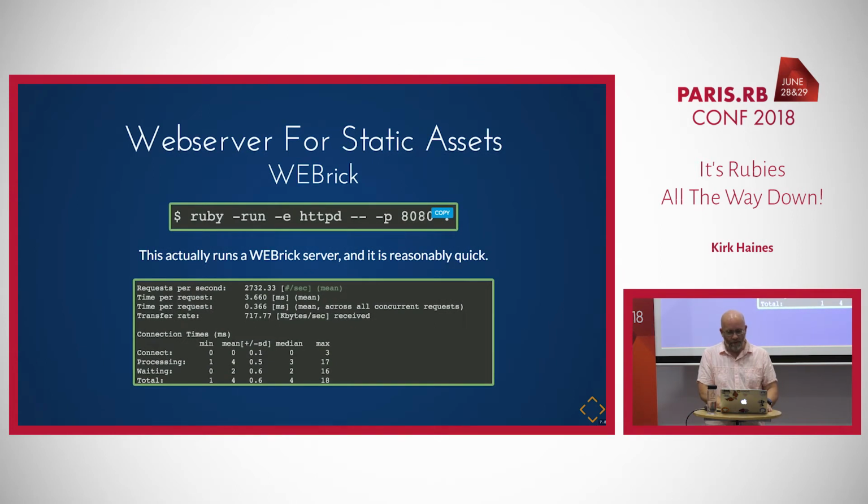Now, for an actual web server, again, you've got WEBrick. WEBrick is quite performant. 2,700 requests a second on a DigitalOcean instance. This was returning, I think, the README. It was returning a README out of something. I forget what I was pulling.